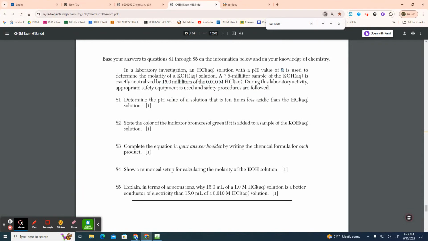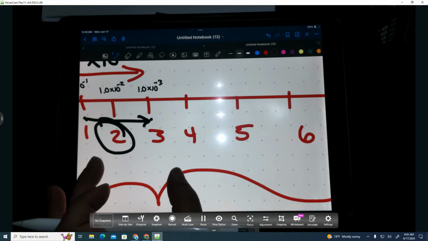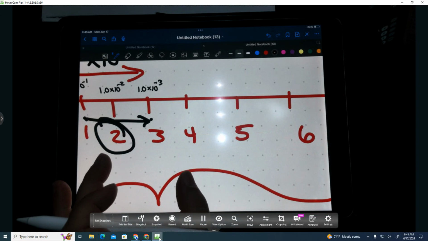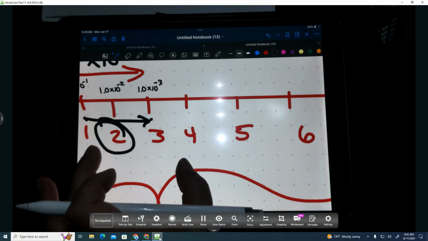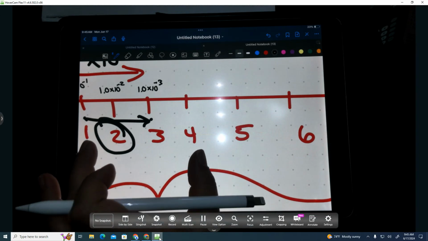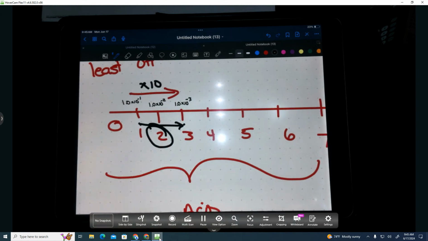Well, right now it's got a pH of 2. Less acidic, which direction am I moving? Which way am I going if I'm becoming less acidic? To the right. So if I started at 2 and I want 10 times less acidic, you become a pH of 3. If they had said you are 10 times more acidic, then you would have been a pH of 1.